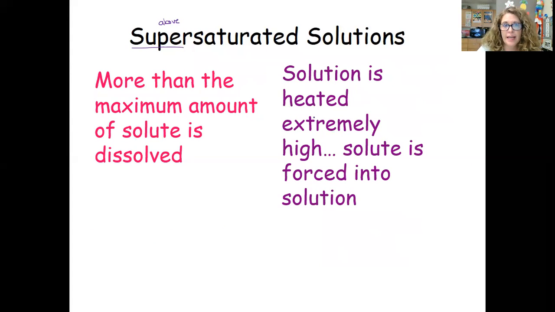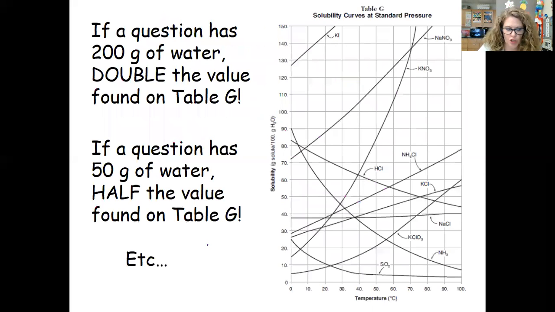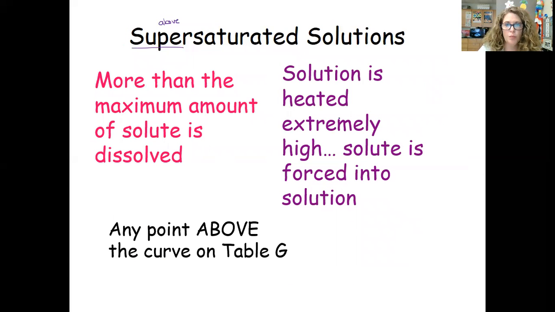To get a supersaturated solution, we have to heat it extremely high, and then the solute is basically forced into solution. And so this would be referencing any point above any of the curves on Table G. A supersaturated solution is a solution that tends to be unstable. So I'm just going to write this here, unstable.